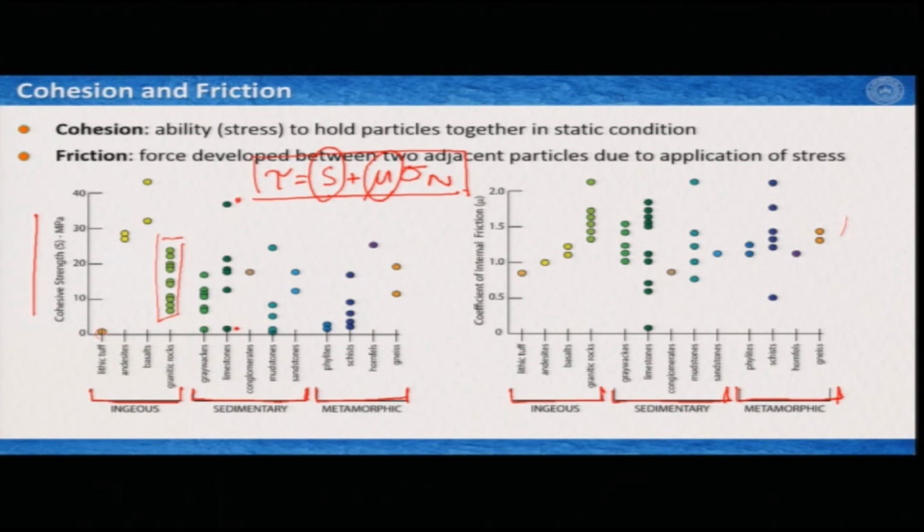For example, this lithic tuff has very low cohesive strength, but its frictional coefficient is quite significant. Similarly, schists, its cohesion is pretty wide, but its frictional coefficient is even less than the lithic tuff. So, cohesion and friction apparently do not have any relationship. However, this equation we would see now in the light of experiments and many rocks.